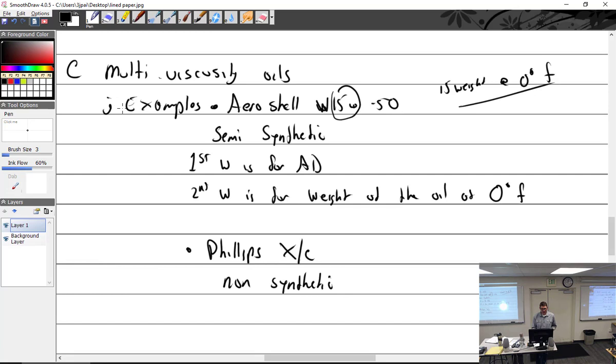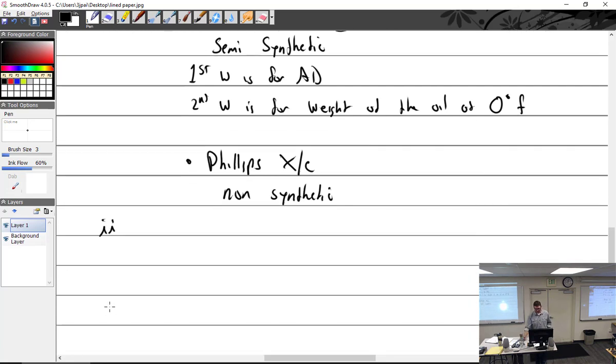We'll make this I. There we go. All right, so multi-viscosity oils, they use additives that allow oil to act like two different oils.